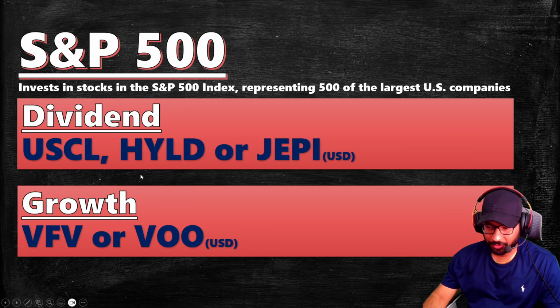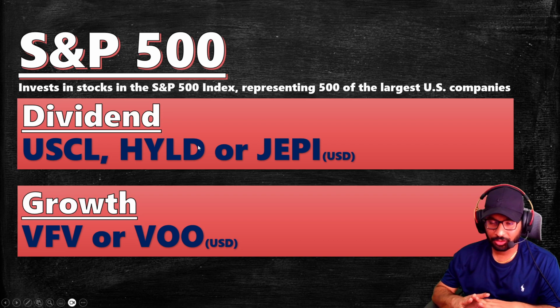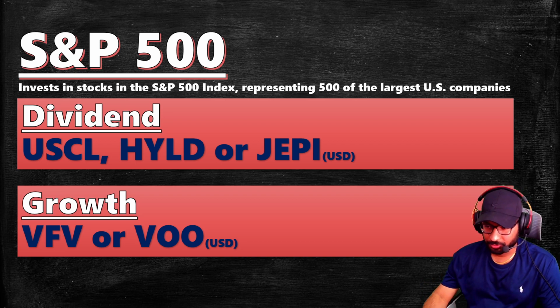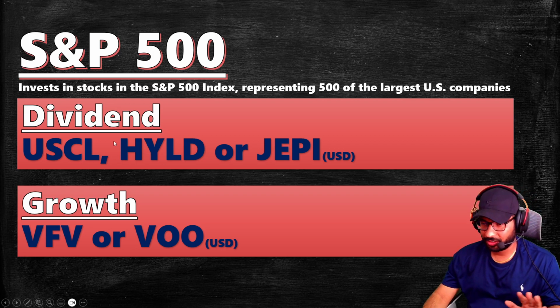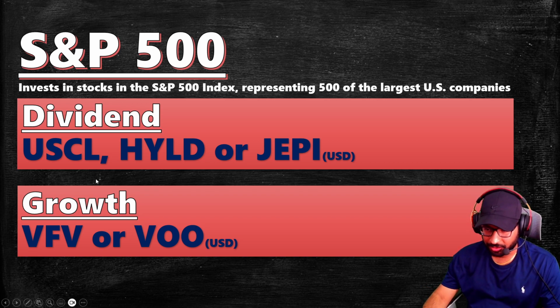One thing, please be careful of that. Only pick one of them. Don't do too much overlapping in your portfolio. So either buy USCL or HYLD. You can pick one. You can go to the website and read each and everything. Just pick one. I'll be showing you in the end which one I have.